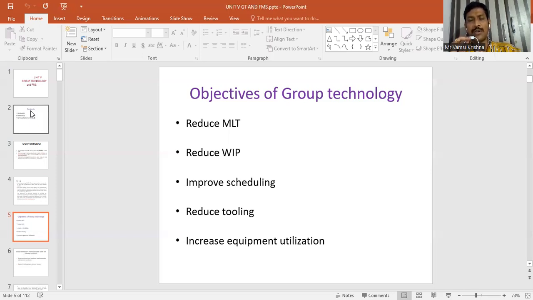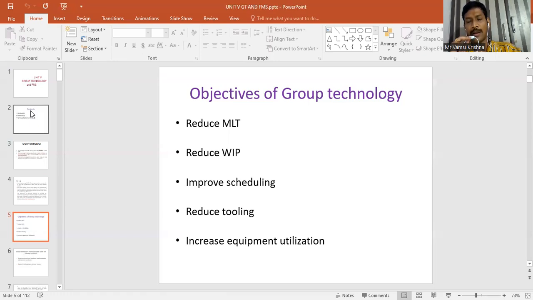How much material is removed from the raw material to produce a finished product, that is what we call material removal rate. To every material removal rate, there will be a proportional tool wear rate, which can be drastically reduced with the help of group technology. Fifth one is about increase in the equipment utilization.